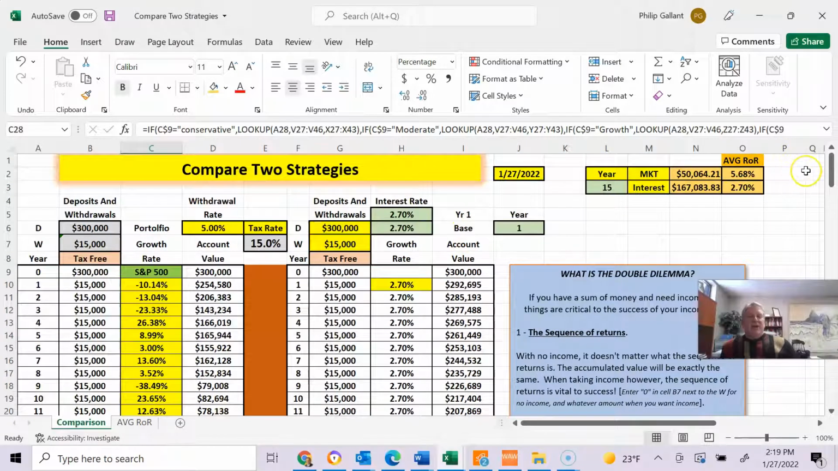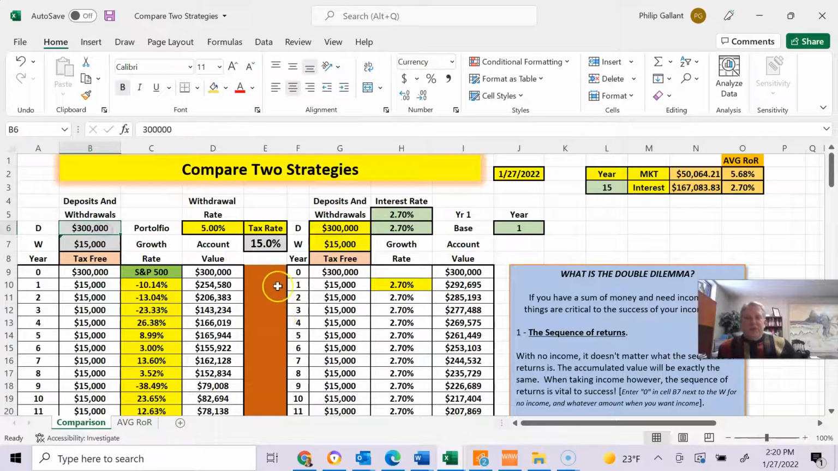If I said I've got one investment that averages 5.68% and another one that averages 2.7, and I asked 10 people in the room which one they wanted, my guess would be all 10 would say I want the one that pays 5.68%. But let's take a look at that in real terms and in real time, if that's what happened and you needed to withdraw money from an account. So in both cases, this ribbon separates two columns of numbers where we're comparing two strategies.